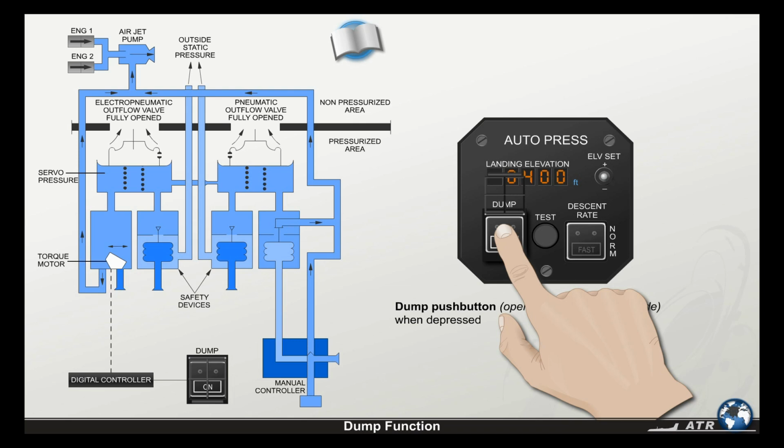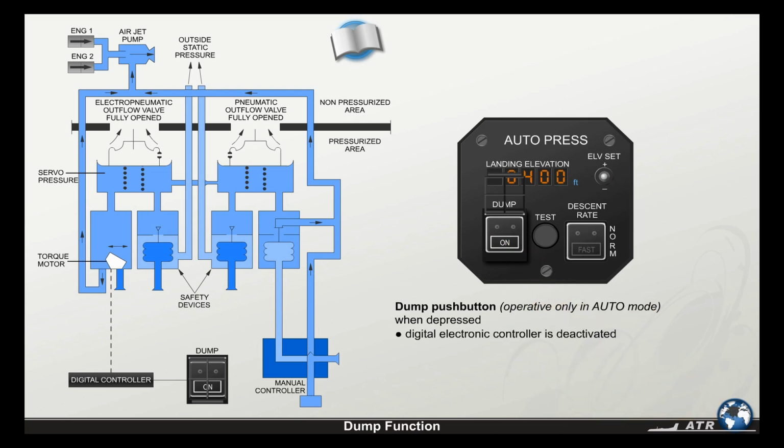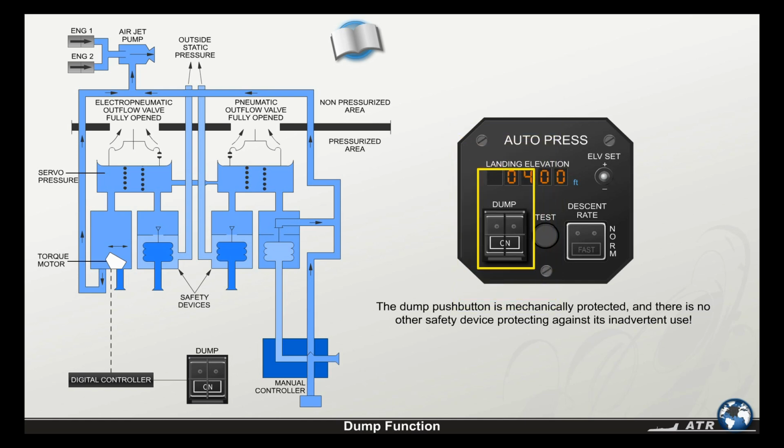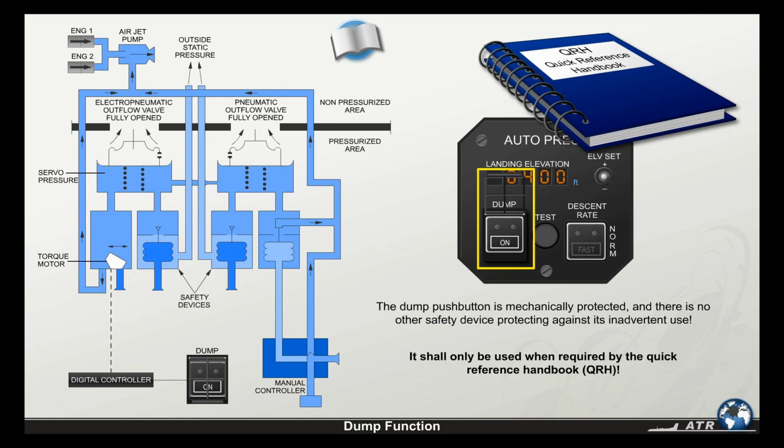When depressing the dump push button, the digital electronic controller is deactivated, and a signal is sent to the electro-pneumatic outflow valve in order to keep it fully opened. This action also opens the pneumatic outflow valve. The dump push button is mechanically protected, and there's no other safety device protecting against its inadvertent use. It shall only be used when required by the Quick Reference Handbook, QRH.